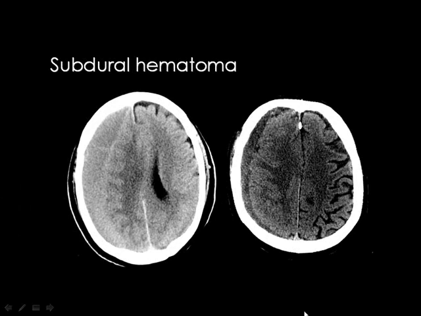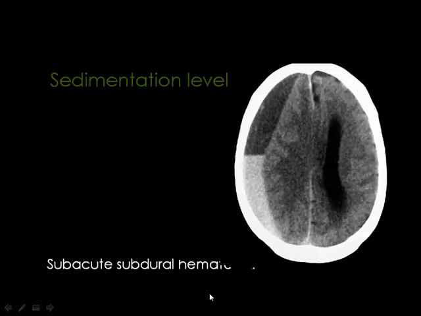But the subdural hematoma can be seen in the acute phase, in the subacute phase, as well as in the chronic phase. Then here you can see a hematoma which is almost similar to the brain. Then this is a subacute subdural hematoma, and this is a hematoma which is black compared to the brain. Then you are dealing with a chronic subdural hematoma.